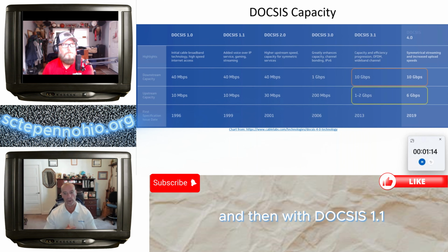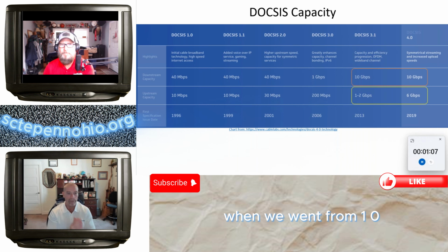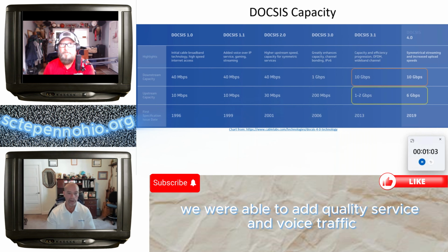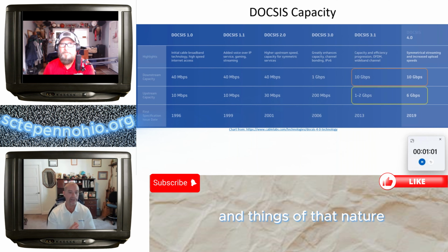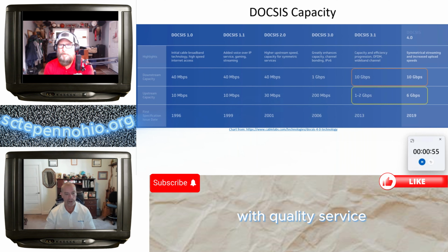And then with DOCSIS 1.1, when I think about the terminology of the spec, when we went from 1.0 to 1.1, it was a software upgrade. We were able to add quality of service and voice traffic and things of that nature. And the spec didn't change anything with the physical layer. It just changed quality of service and what we call UGS, unsolicited grant service, and things of that nature for software. When we get into hardware, now you're like, oh, I've got to buy a new modem.